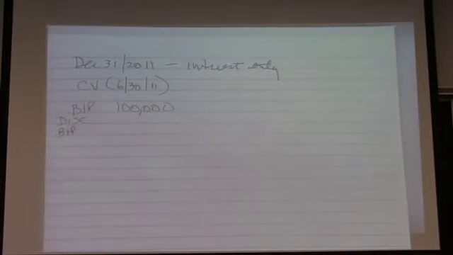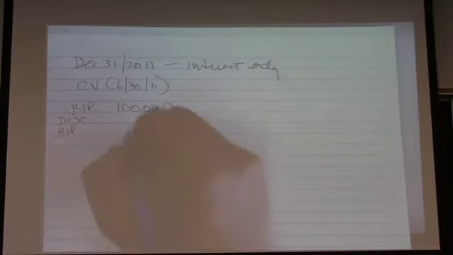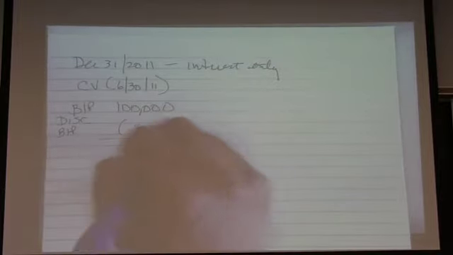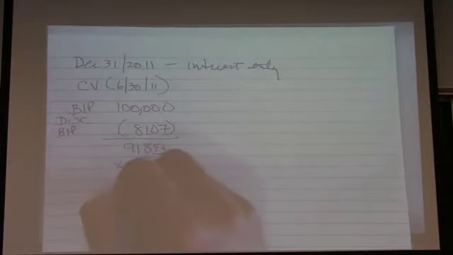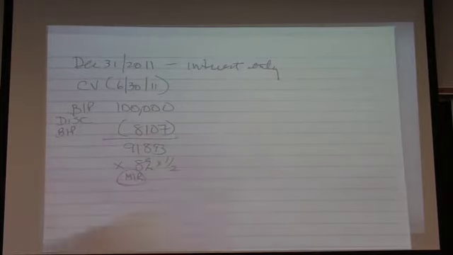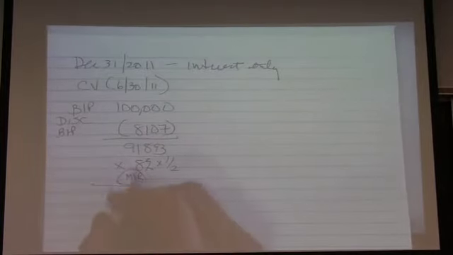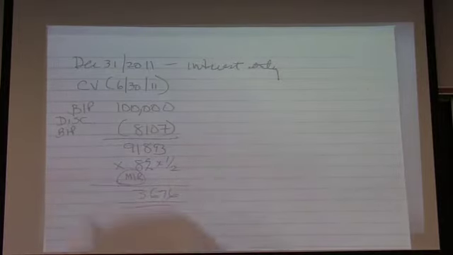Let me short form that, okay? And that would be 8,107, just what we just calculated. So it's 91,893. Always market rate, 8% times 1/2. Always market. The only time you ever use stated rate is the actual interest payment, right? That gives us interest of 3,676. This is the interest expense.